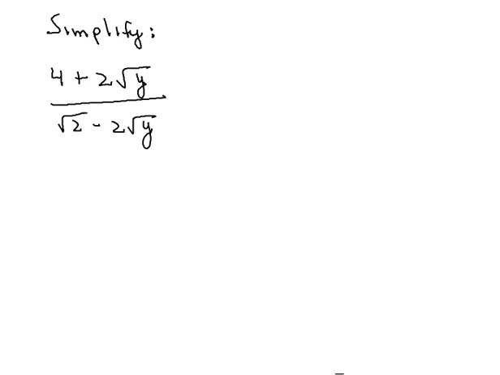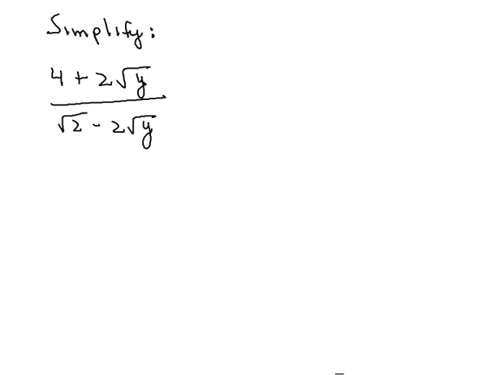Now that you understand the basic principle for rationalizing a denominator that's a binomial, where one or both terms contain a square root, I think you're now ready to tackle an example that's just a little bit more challenging. And so what we have is 4 plus 2 times the square root of y divided by the square root of 2 minus 2 times the square root of y.